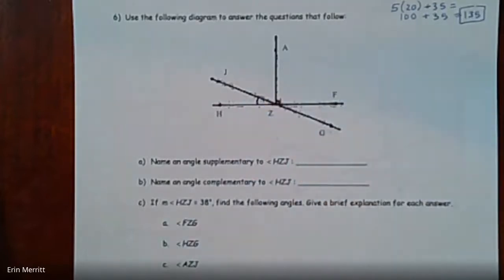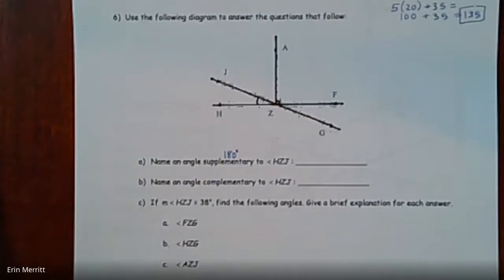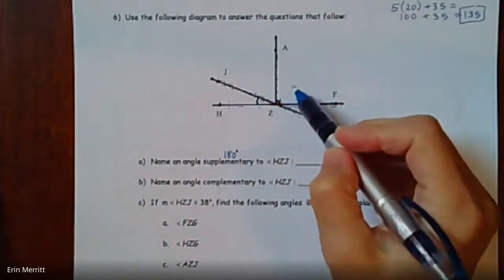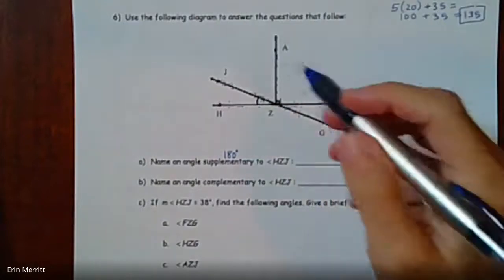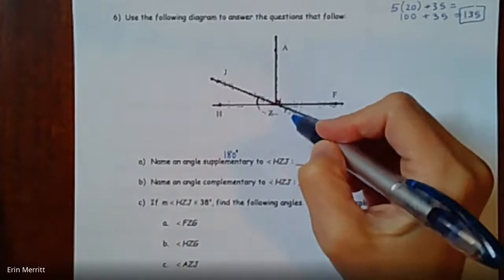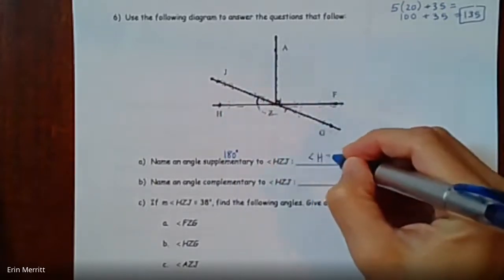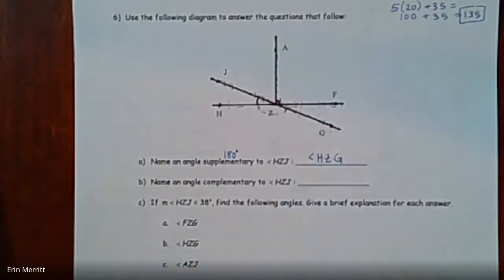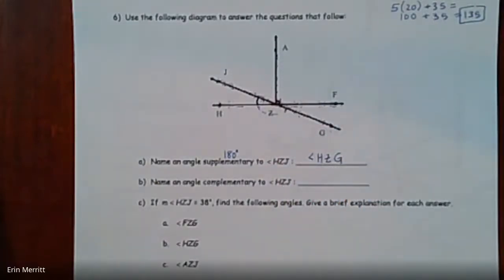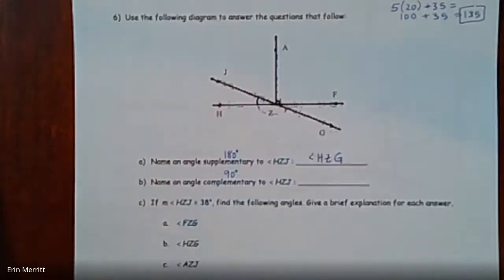All right. For it to be supplementary, remember, that means adds to 180. It has to form a straight line. So I can either take a straight line and go up and over this way, or maybe I take a straight line and go down that way. In that case, I can answer it with HZG. So is there more than one answer? Of course. Yep.